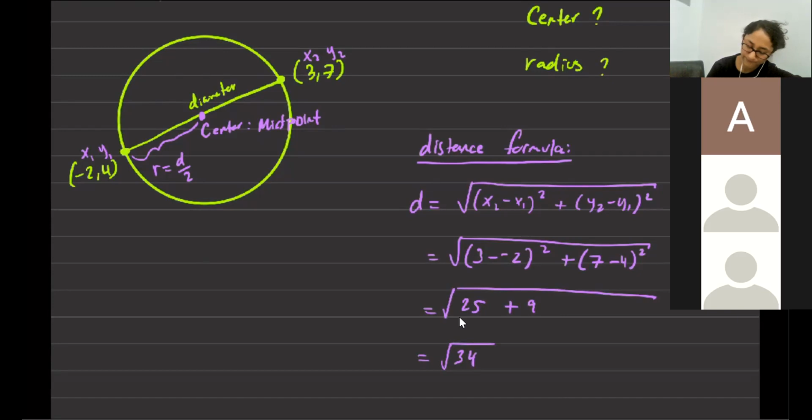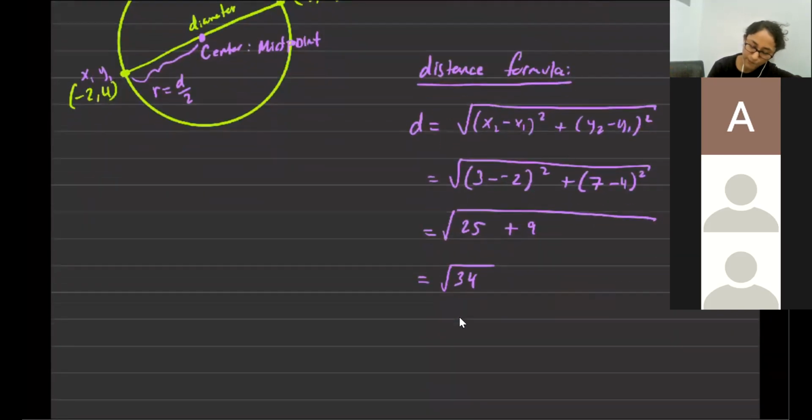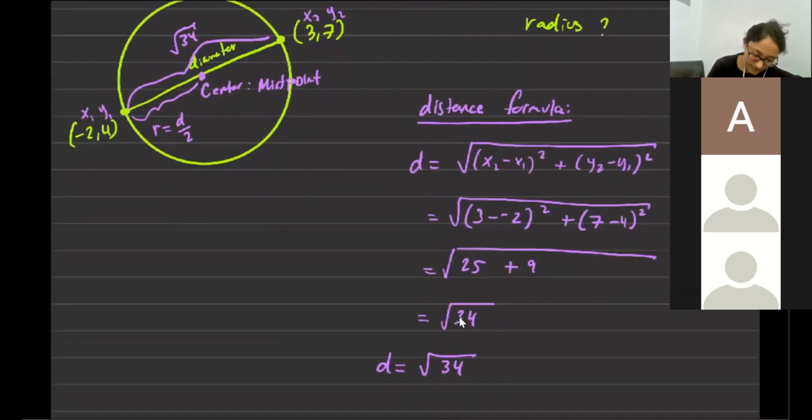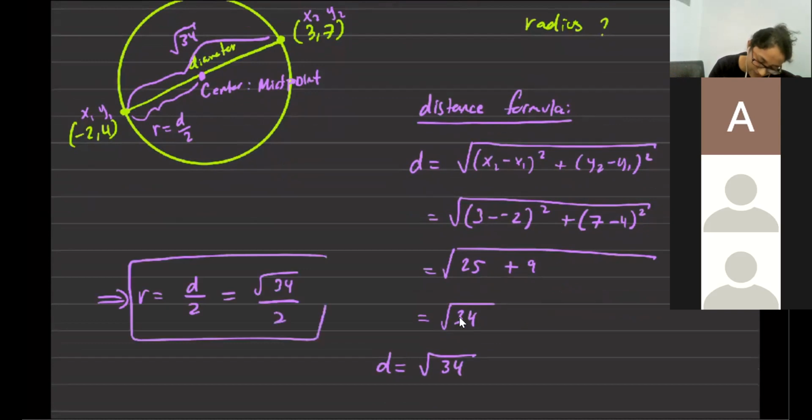Yeah, 34. So D is square root of 34. But D is the entire measure from here to here. That's square root of 34. But we want R, half of that. So our radius is going to be D divided by 2. So that would be square root of 34 over 2. That is the radius of the circle.